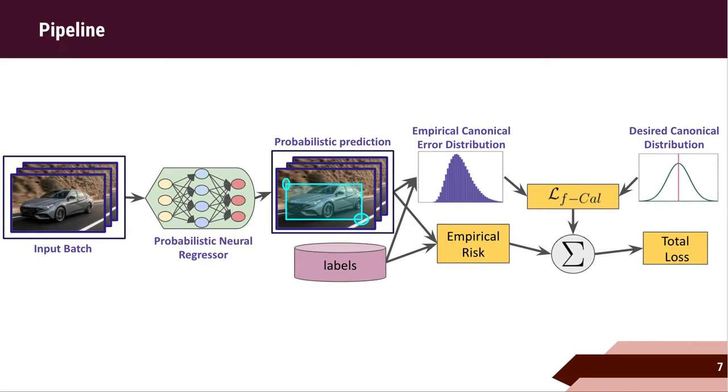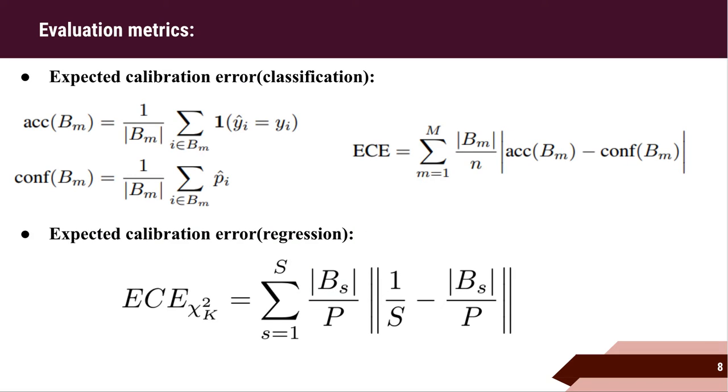Given a batch of input data, the model predicts mean and corresponding uncertainties, standard deviations. We calculate an empirical loss such as mean squared error or smooth L1, as well as a distributional matching loss to enforce calibration and train the model.